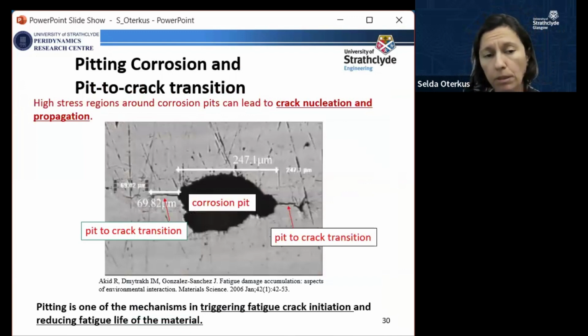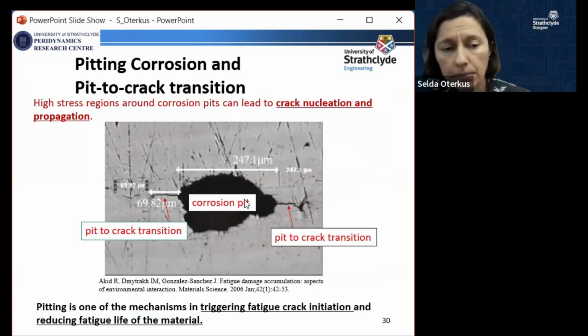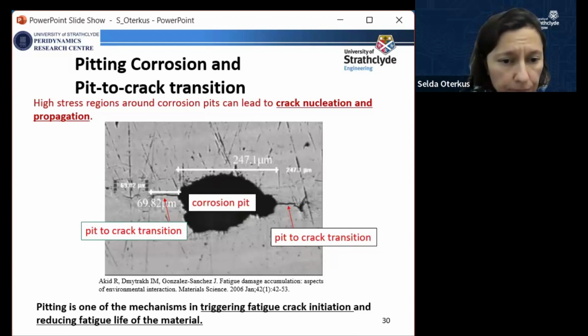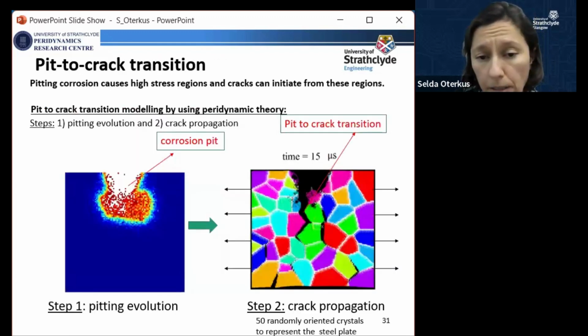Why are pits important? Because, as we said, they create high stress concentration, and when these structures are subjected to loading, this high stress concentration may turn into cracks. As you can see here, this is a real scenario where corrosion turns into a crack, what we call pit to crack transition. And we want to also investigate this by using our paradigmic theory.